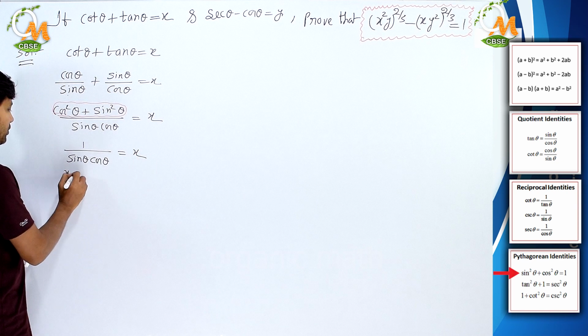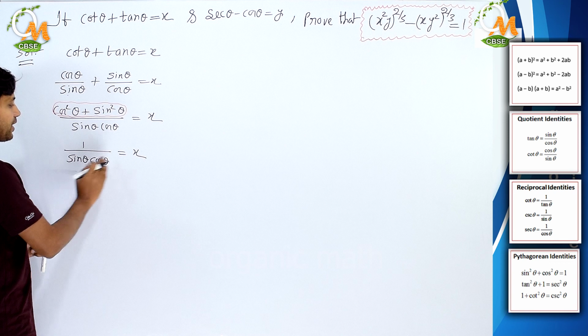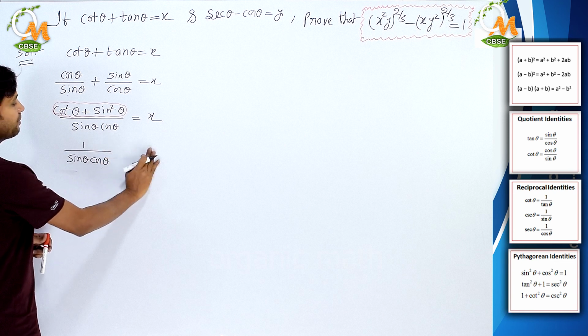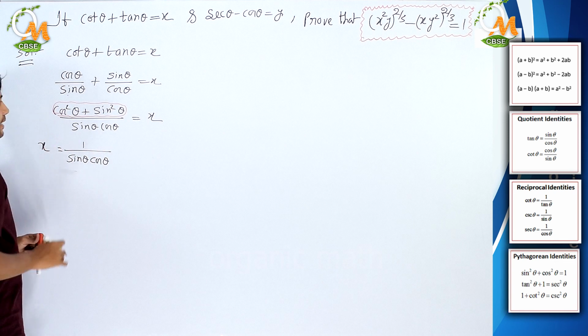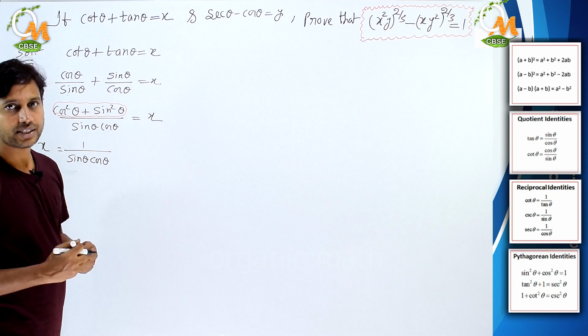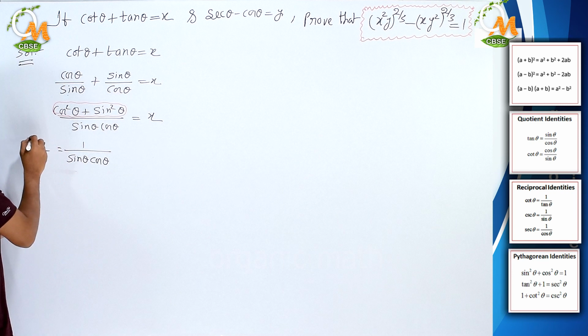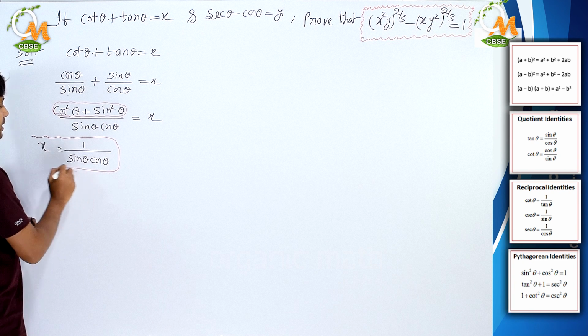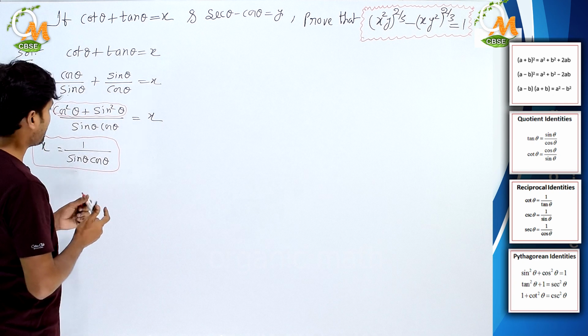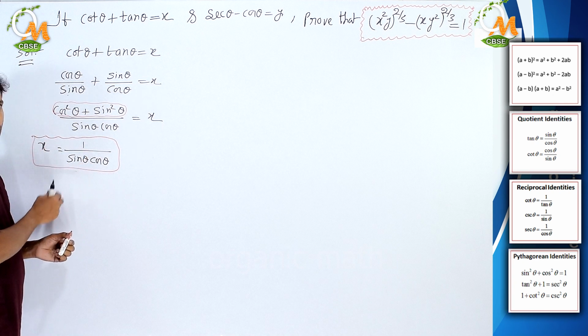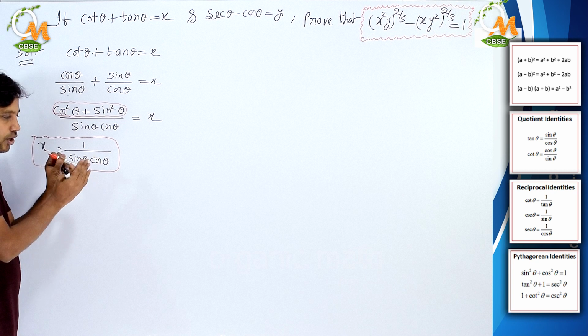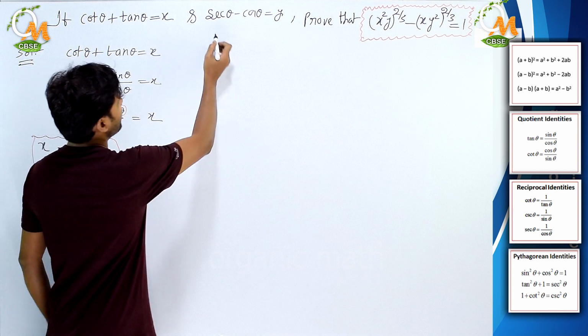So the value of x would be how much? 1 by sin theta cos theta. Let me write down here: x equal to 1 by sin theta cos theta. So keep this aside. Now take another condition. Now it is almost simplified to sin and cos terms, to small terms. Understood? Now take the second expression.